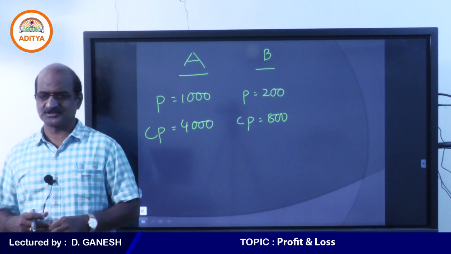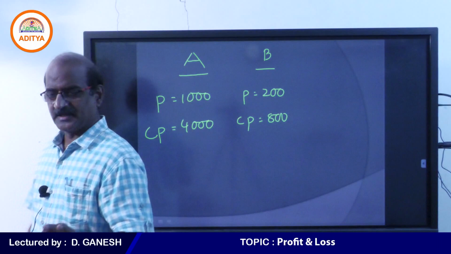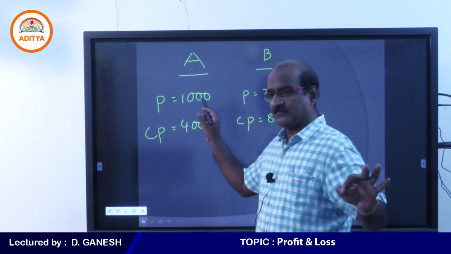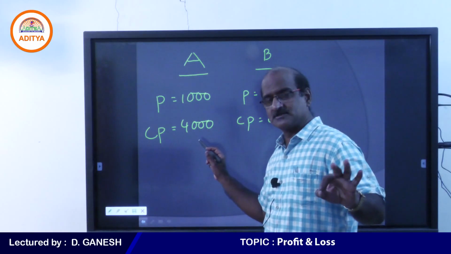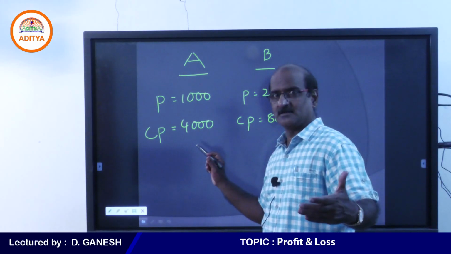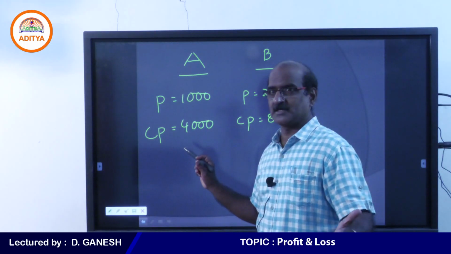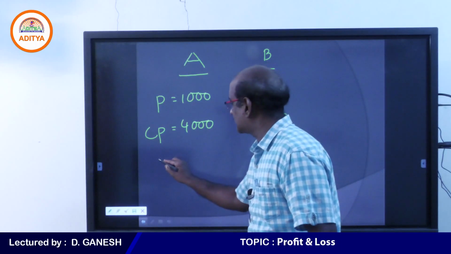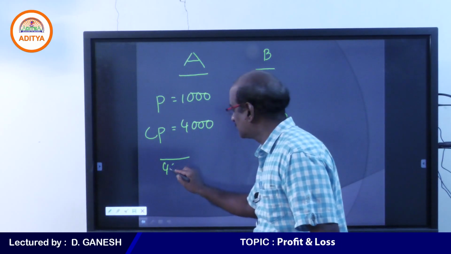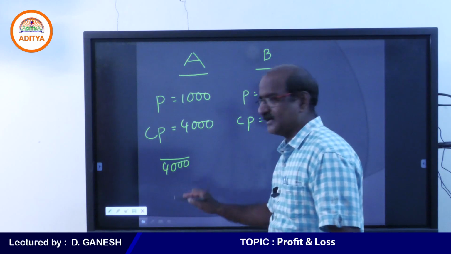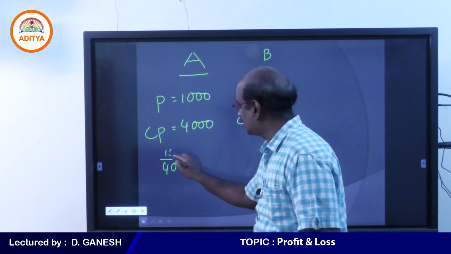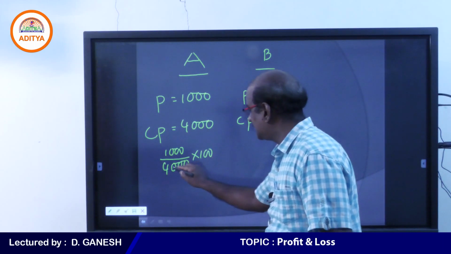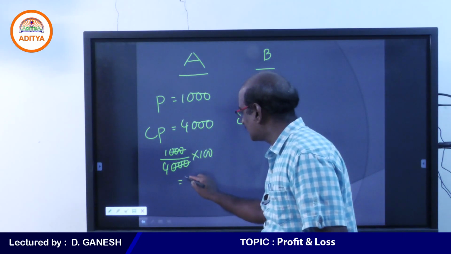Students, one thing I want to tell you is don't just look at profit, but also look at the cost price, because any profit depends on the cost price. If you don't have the cost price, you may not be able to get it right. So out of 4,000 rupees that A invested, he gets a profit of 1,000. If you multiply the same by 100, we say that he gets a profit of 25%.